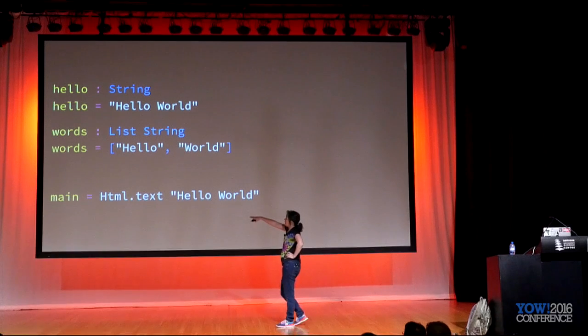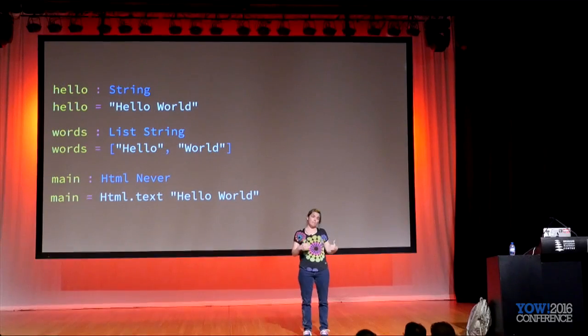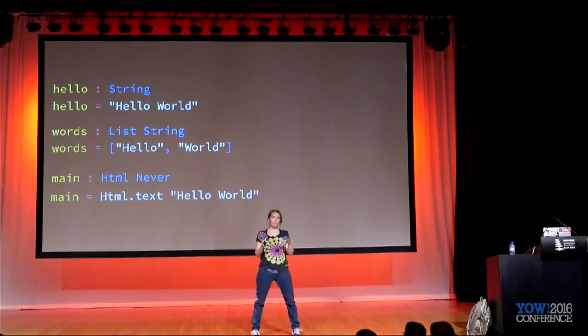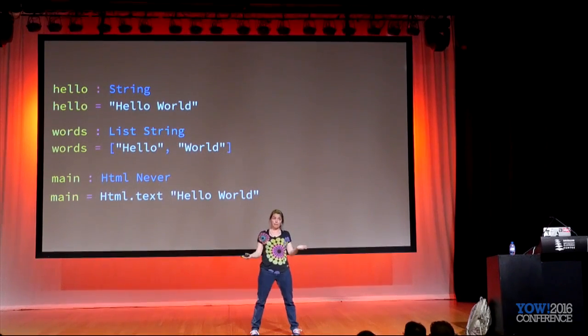So right now, our main is calling the text function in the HTML module and passing it this string. Note that in function application, there's no parentheses or commas or anything like that. It's just space. Function name, space, argument, space, argument. The type of this is HTML never. HTML has a type parameter, and that parameter means the kind of data we can get back when the user interacts with the stuff we put on the screen. Well, we just put some text on the screen. I'm not going to interact with it. It doesn't do anything. So I'm never going to get any data back from the user for that.